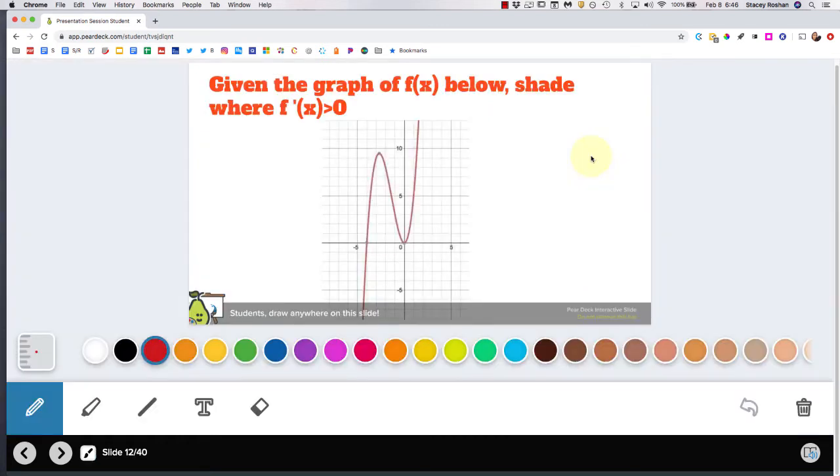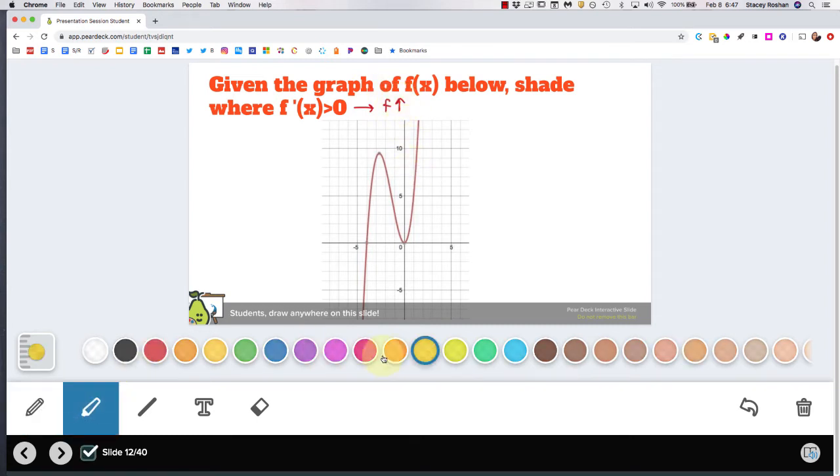Given this graph, shade where f prime is greater than 0. Remember, f prime greater than 0 means f increasing. So where is f increasing? F is increasing from here to here and from here to here. That's all I need to do for that one.